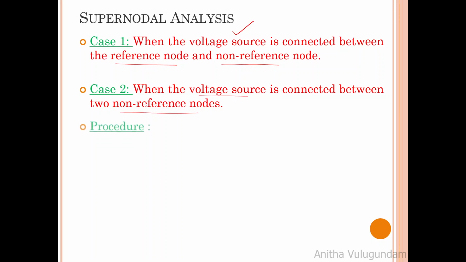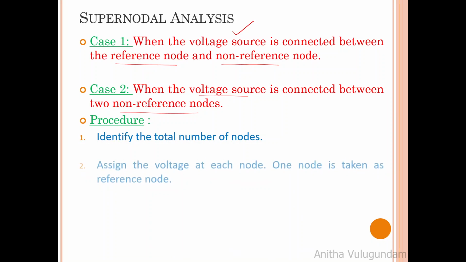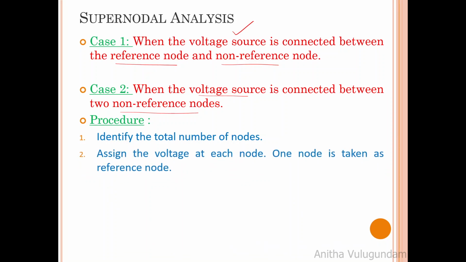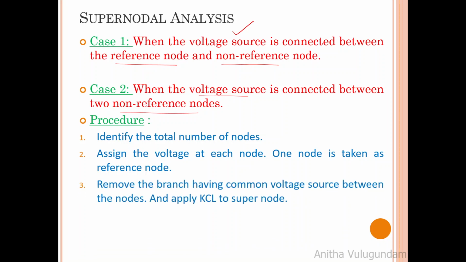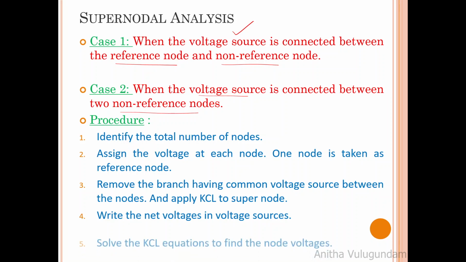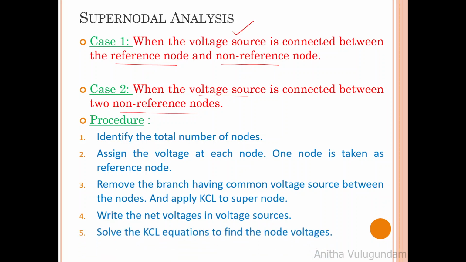The procedure to be followed is: first step is to identify the total number of nodes. Second step is to assign the voltage at each node, and one node is taken as the reference node. Step 3 is to remove the branch having the common voltage source between the nodes and apply KCL to the supernode. Step 4 is to write the net voltages in the voltage sources. And step 5 is to solve the KCL equations to find the node voltages.